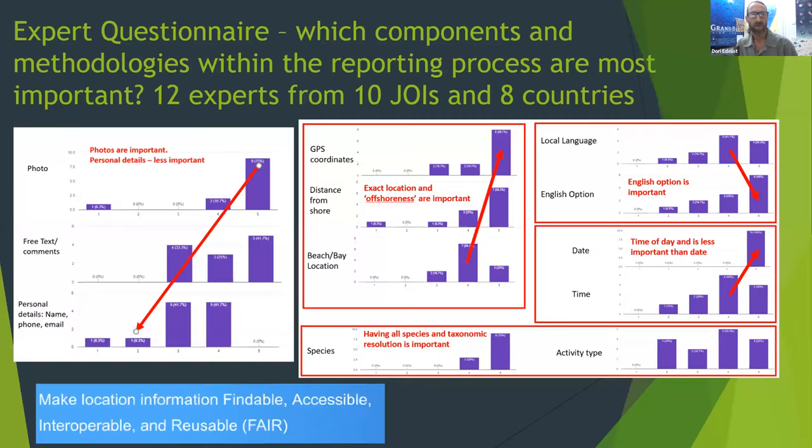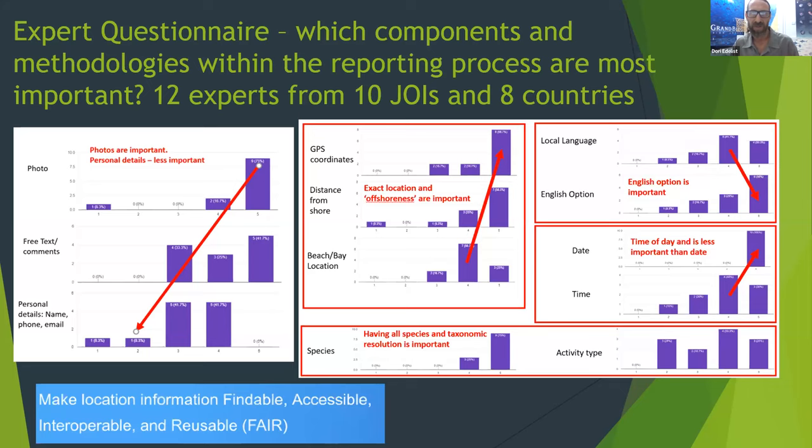The reason we feel that we are in a good spot here is that we've been able to contact virtually 12 different groups that are working across southern European seas and ask them for their opinions. For example, I'll give you several examples of how to collect jellyfish data in a way that is standardized. We see that they consider photos as more important than the personal details, such as email or telephone. And while some of them collect this, they consider photos to be more important.